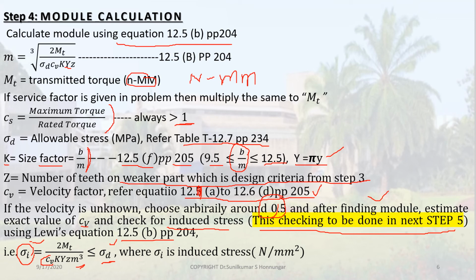If not, again what you have to do is reiterate. Reiterate means you go on changing the value. Don't immediately jump to going for the higher module. You have to increase the face width or change some other parameter, which I am going to tell in the subsequent step. And sigma I is the induced stress.